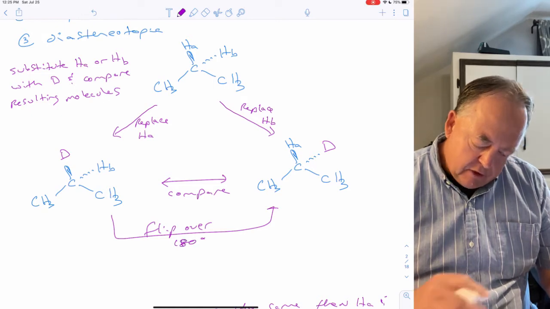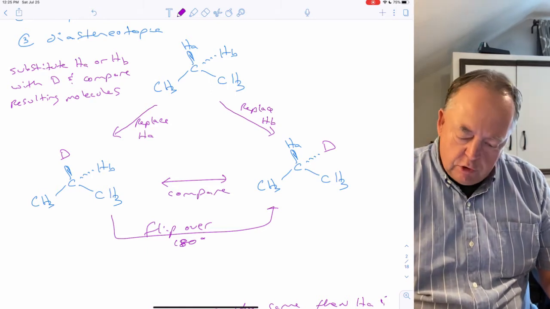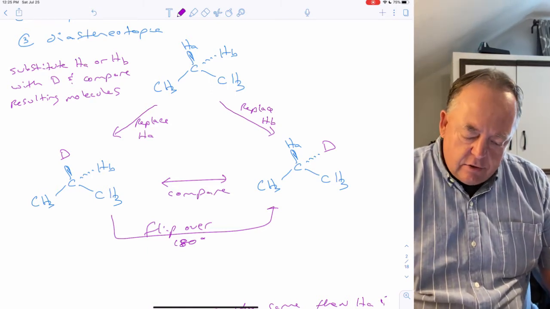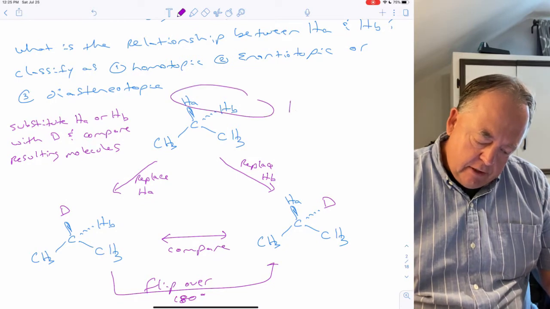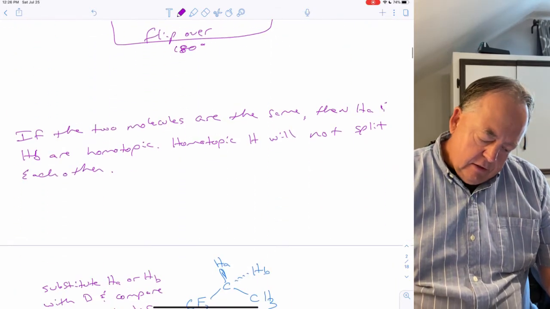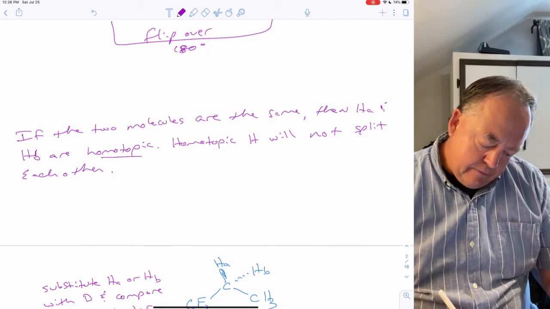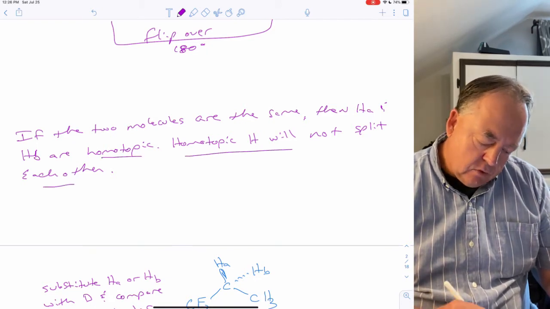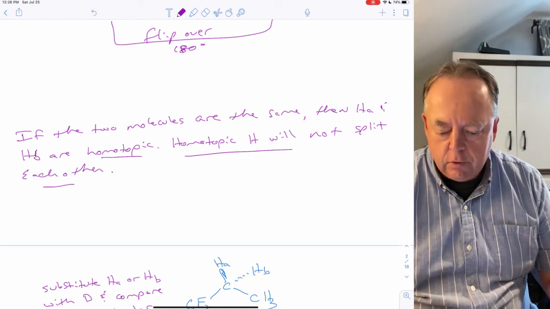If you just flip this molecule over 180 degrees, then the 2 molecules would superimpose on each other, so they're the same molecule. So HA and HB then are said to be homotopic. If the 2 molecules are the same, then HA and HB are homotopic, and the hydrogens are exactly the same. They will not split each other in proton NMR.